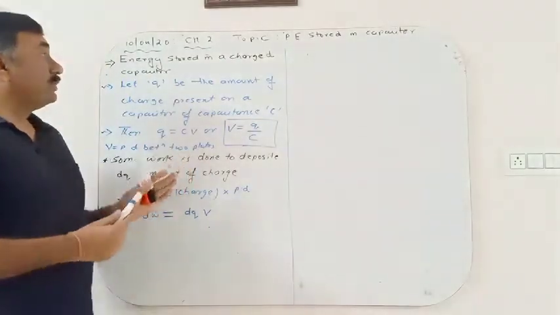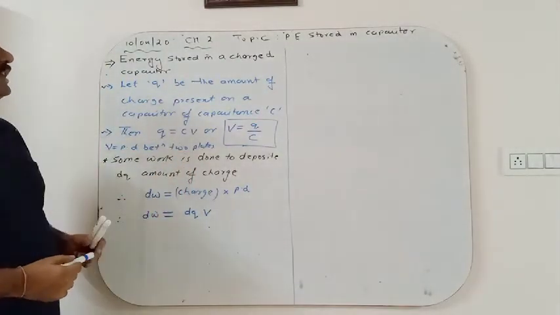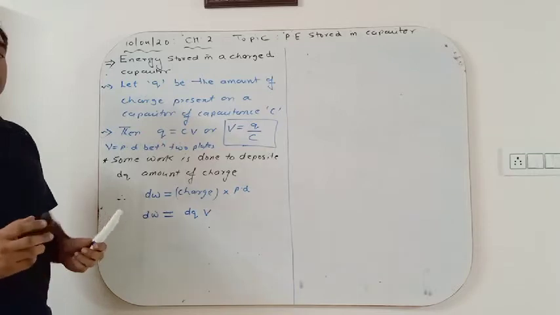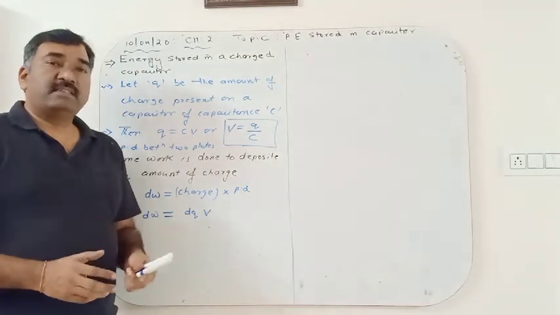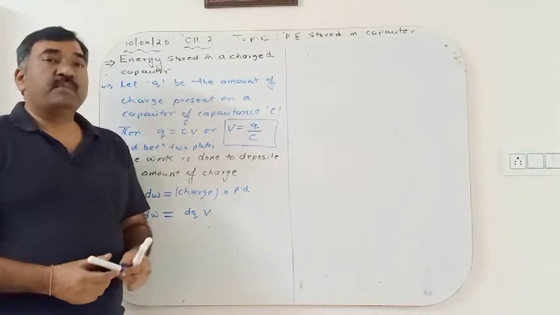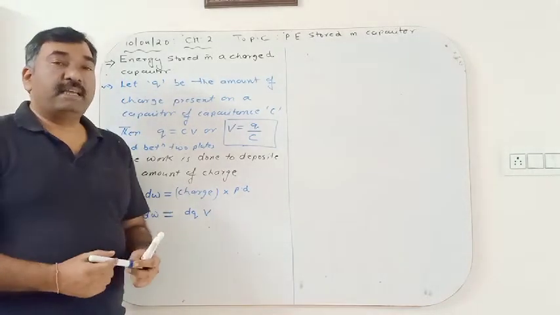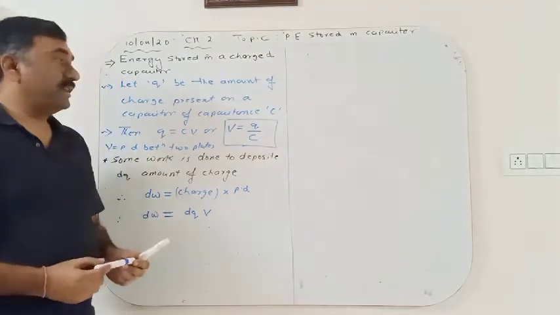Today we are going to take the formula for the energy stored in a capacitor, because a capacitor is a device which you use to store electric charges as well as electric energy. So how do we get the formula, in which manner can it store the electric energy?